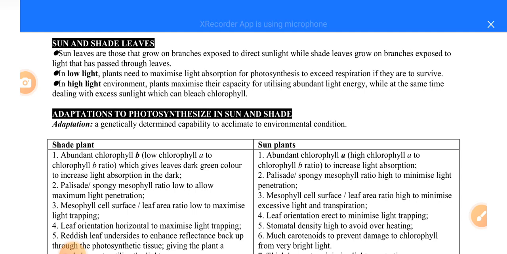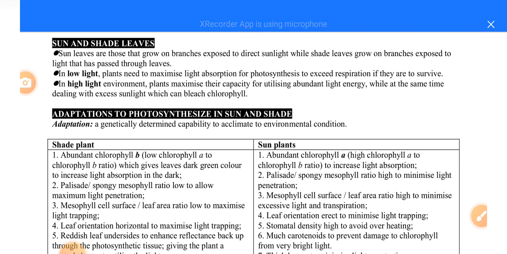So, sun and shade leaves. These are the two kinds of leaves we are going to talk about in this session. I talked about sun leaves, and I said that if you have to remember, sun leaves are those leaves that grow on branches exposed to direct sunlight, while shade leaves are those leaves that grow on branches exposed to light that has passed through other leaves.